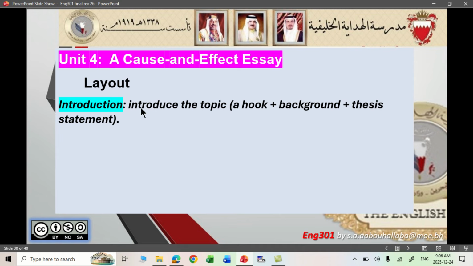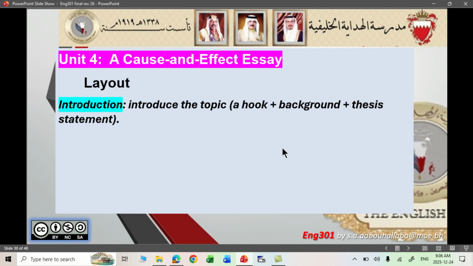Here we start by the introduction. As usual, you need to introduce the topic. You need to use a hook. A hook is a sentence that can grab the attention of the readers. A sentence could be a question. Have you ever thought of so and so? Or words like, imagine a world without so and so.